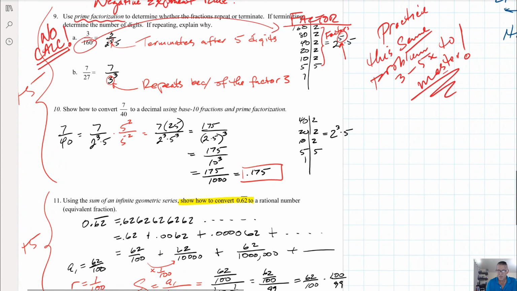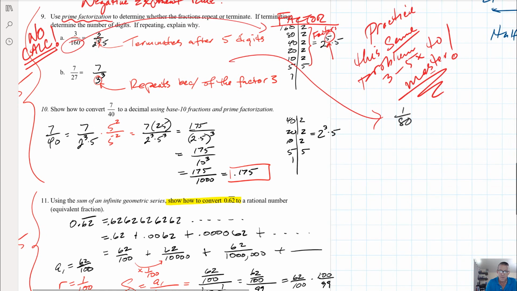So let's do another one just for funsies here. Let's take this problem here, and let's come down here. Again, you're doing all this in your spiral. So let's suppose we take, I'm just going to make up a number, 1/80th. Okay, I'm just making this stuff up.